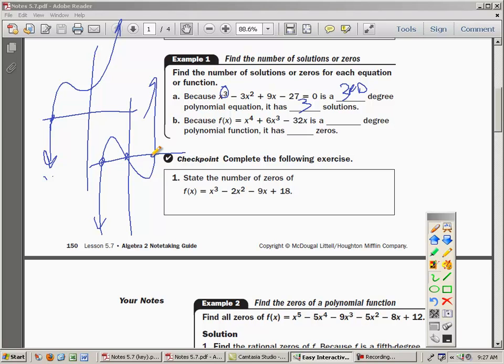In letter B, it says because f of x is equal to x to the 4th, this is a 4th degree polynomial, and so it has 4 zeros.